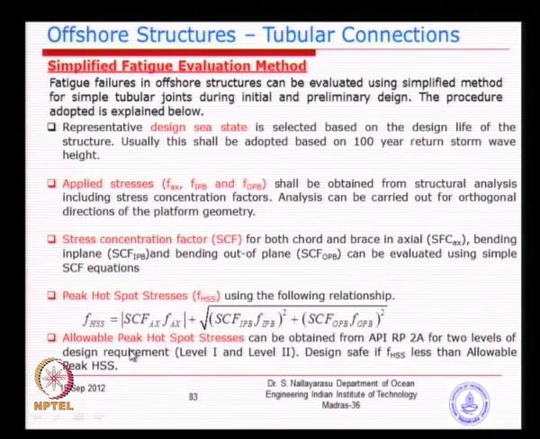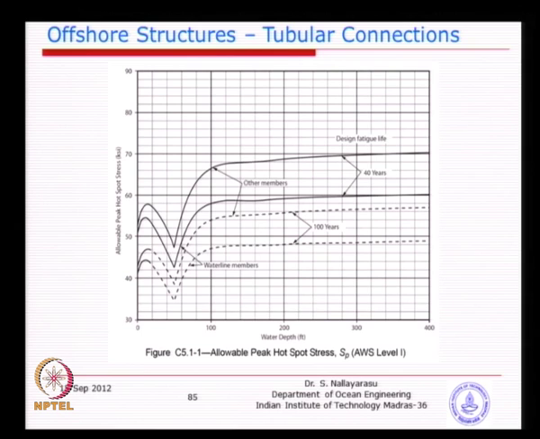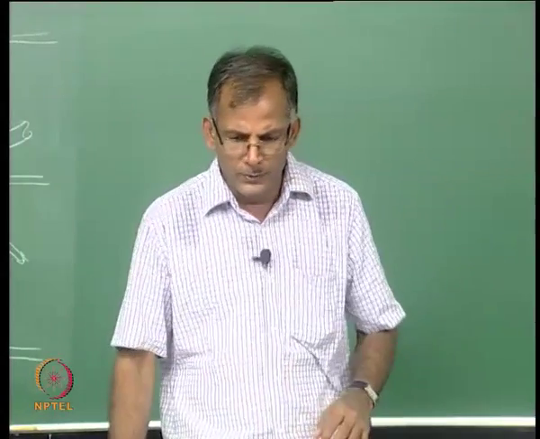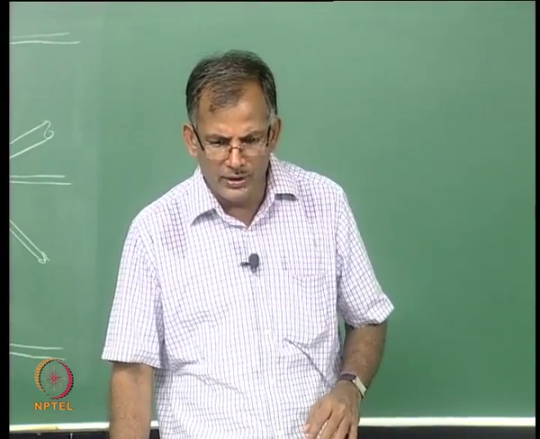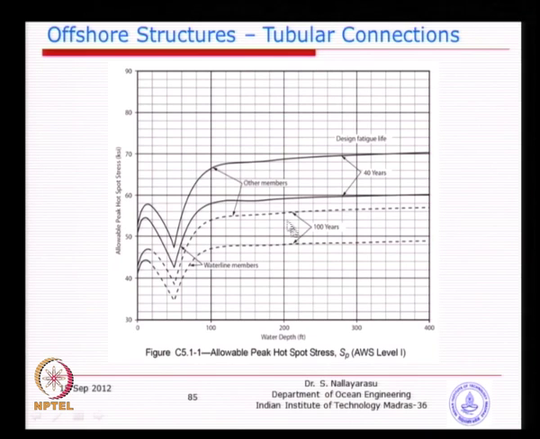That means this needs to be provided somehow, either by empirical formulas or by some recommendations. API has given initial charts like this. You can see here the horizontal axis is the water depth and the vertical axis is the allowable hotspot stress in KSI, I think. So, basically you can see most of them are larger than 30-40 KSI, that means nearly higher than the yield. You know, high strength steel is 50 KSI, I think most of you remember. So, you can see here, for 100 years and a slightly reduced design life, what API has recommended.